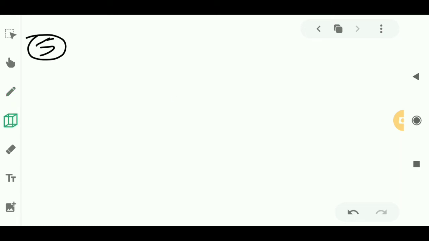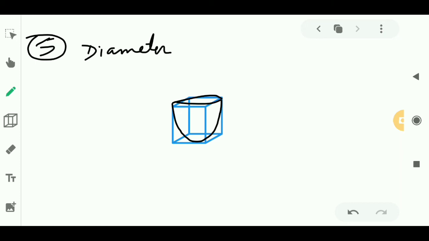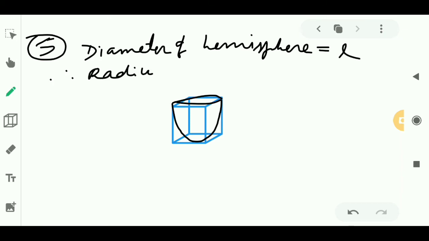So here again one cube is there, and this time the depression is cut out, which means from inside it is cutting out. This one, a hemisphere, is cut out. So this is the hemispherical depression cut out from the cubical wooden block. And here the diameter of the hemisphere is given, that one is L. Therefore the radius of the hemisphere will be L by 2.